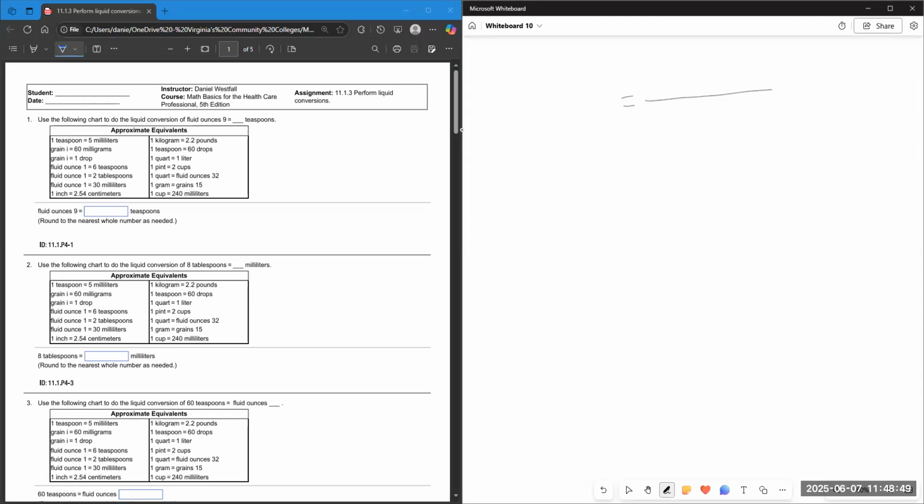So we have 9 fluid ounces, and we want to go to teaspoons. So 1 fluid ounce is 6 teaspoons. Fluid ounces will cancel. 9 times 6 is 54.